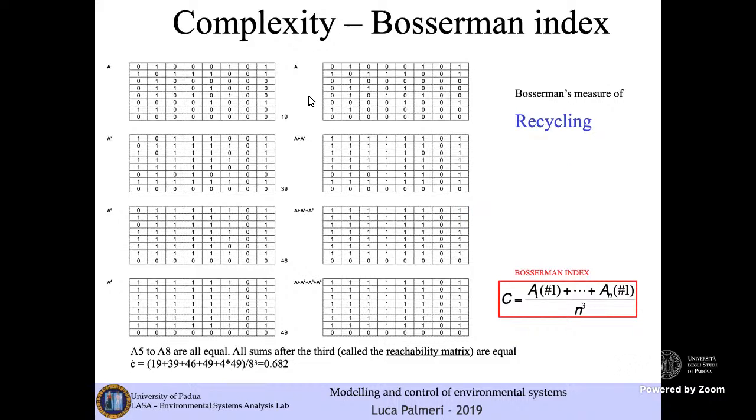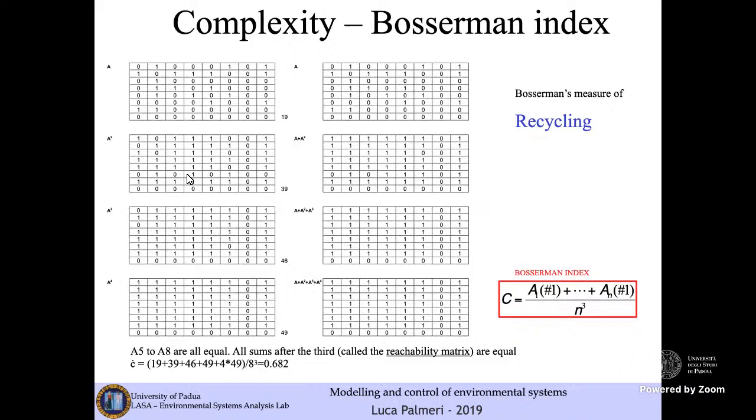So you may understand that the square of this matrix is another indicator of how much the network is connected, or how much the material is cycling into the network. Again, you may count the numbers of ones. You may make a summation between the number of ones in the matrix A and the number of ones in the matrix A squared. You obtain 39.